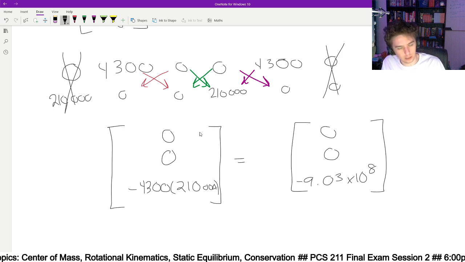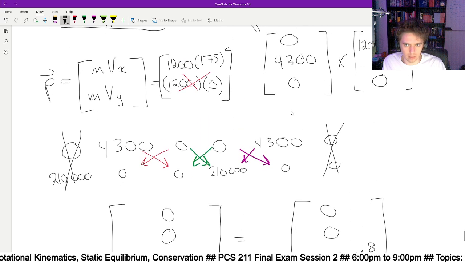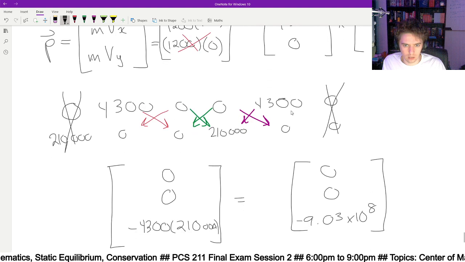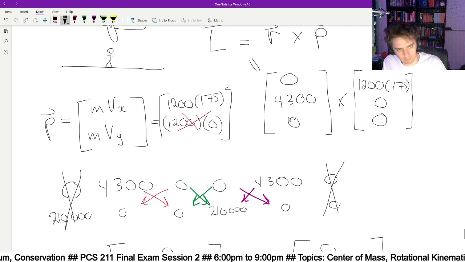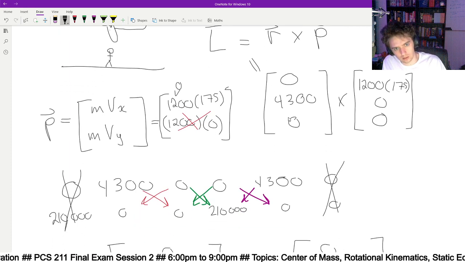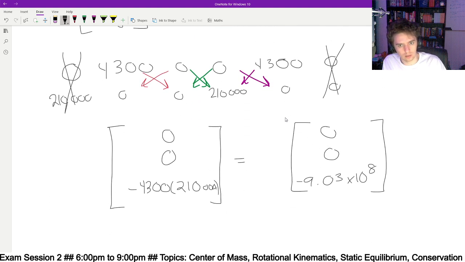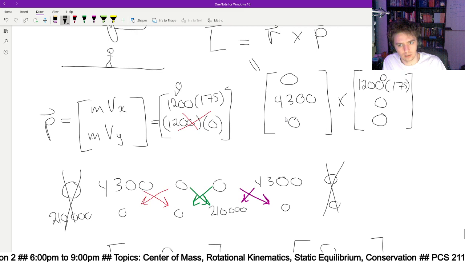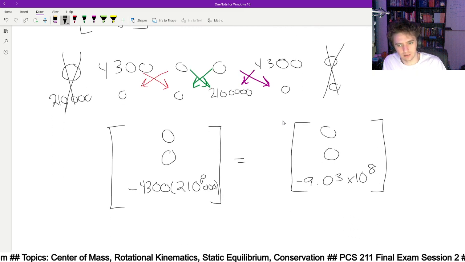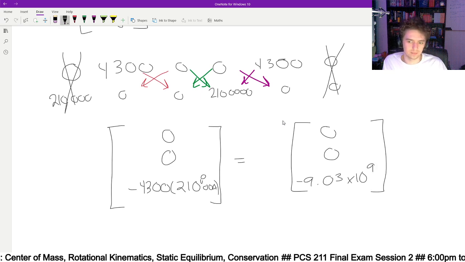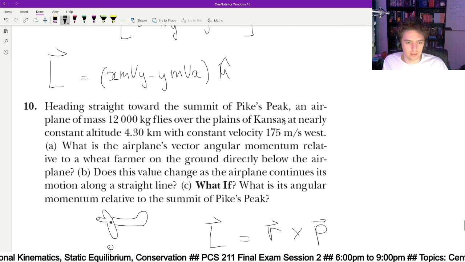You got 10 to the 9? How? What did you do differently than me? The mass is 12,000, not 1,200 kilograms. Yes, there you go. I missed a 0 there. So this would be one more 0, so this would be a 9. There you go. Okay, and so that was A.